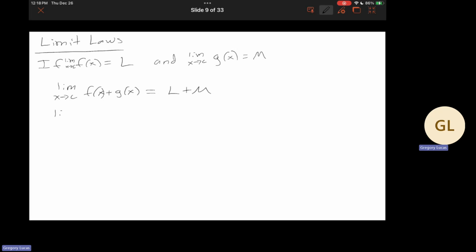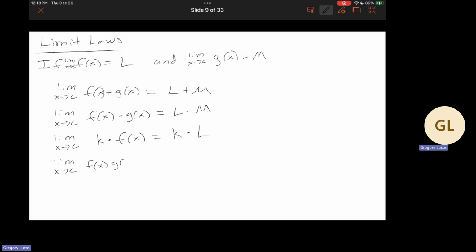The same thing would apply if we had subtraction. If I have f of x minus g of x, this would be L minus m. I can multiply by a scalar. So if I call this k, we'll do k times f of x. So k times f of x would be just k times L. I can multiply the functions as well. So if I do f of x times g of x, this is L times m.